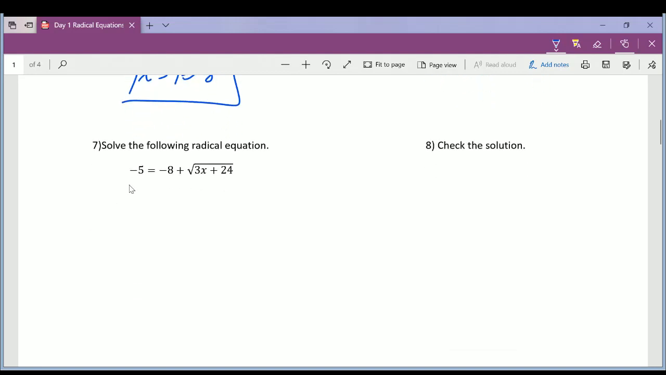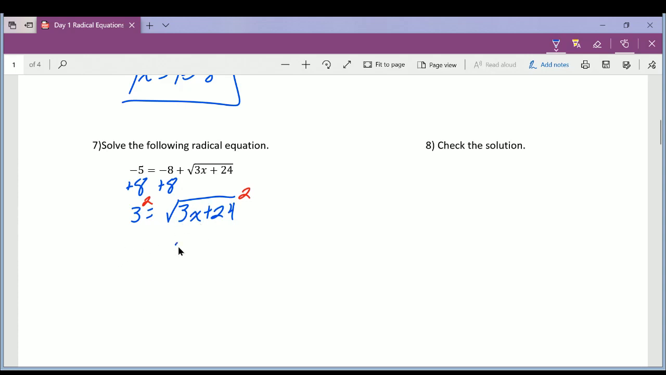All right, going further. Same idea here. The only difference at the moment is that the radical's on the right-hand side. So we'll go ahead and add 8 to both sides to get it by itself. Okay. Now that the radical is alone, we can go ahead and square both sides of the equation.